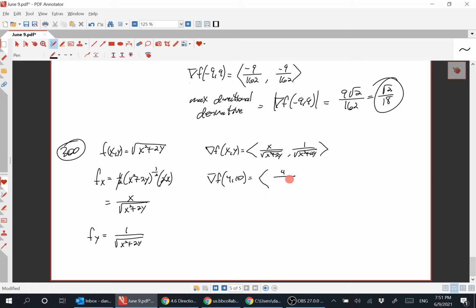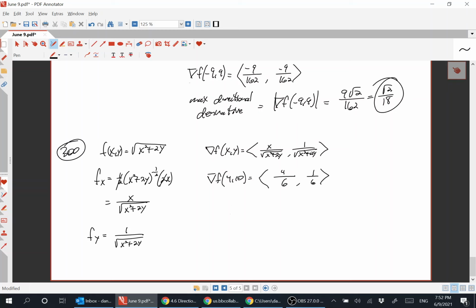So this is 4, and then square root of 108. Right, x squared is, or no, wait, x squared is 16, plus 2y is 20, it's 36. So 4 over 6, and then just 1 over 6. Okay, so that's the gradient.